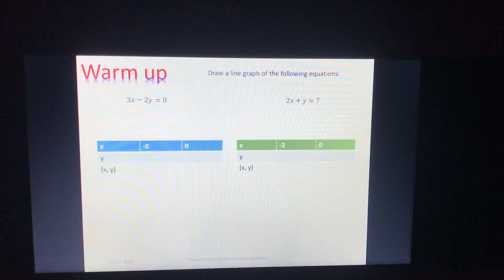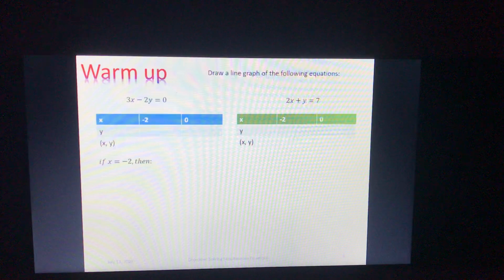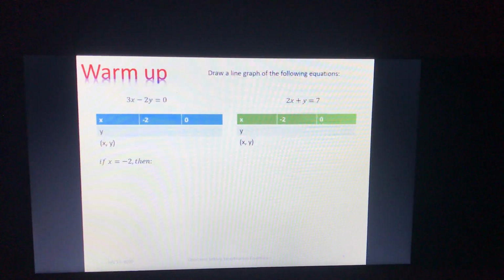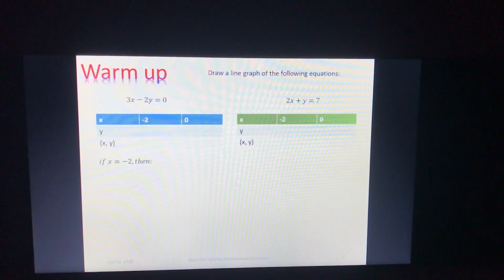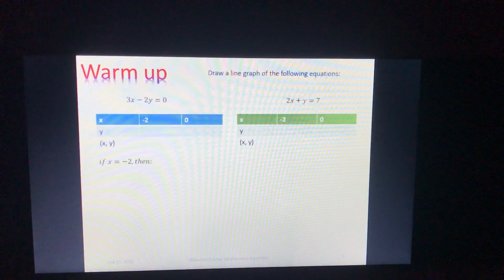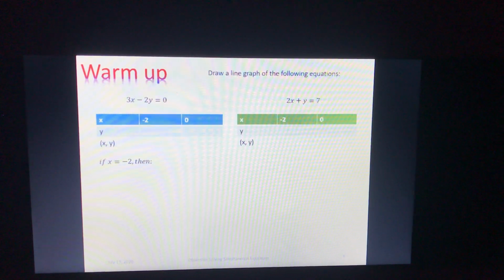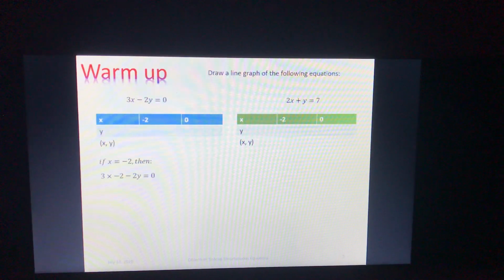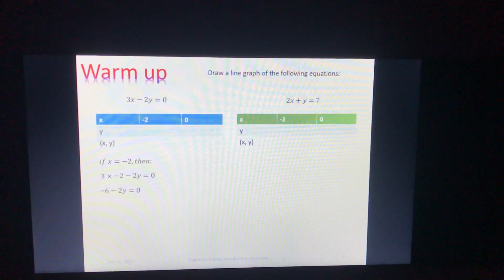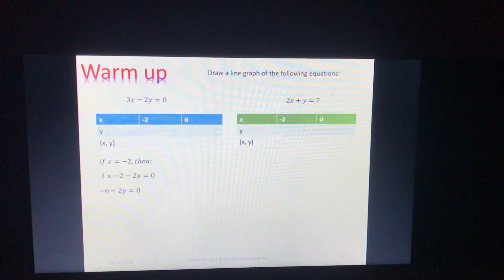So let's substitute now to find the values of y. If x is equal to -2 in the first equation, which is 3x minus 2y, then when we substitute -2, so it's 3 times -2 minus 2y is equal to 0. Let's simplify and let's take into consideration the order of operations. So we start with the multiplication. So 3 times -2 comes down to -6 minus 2y is equal to 0.